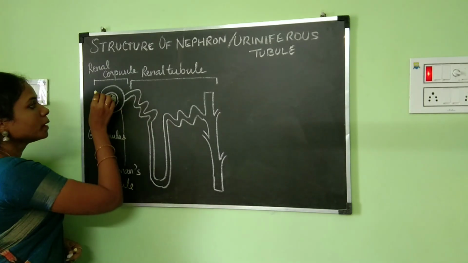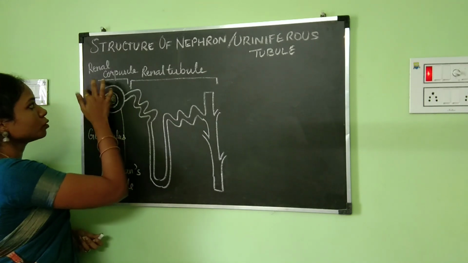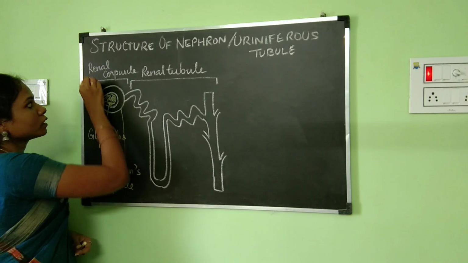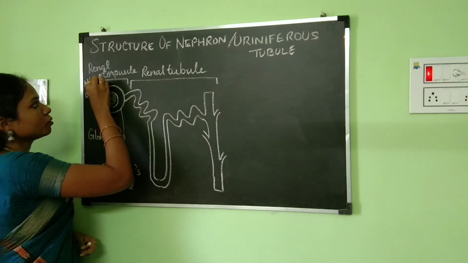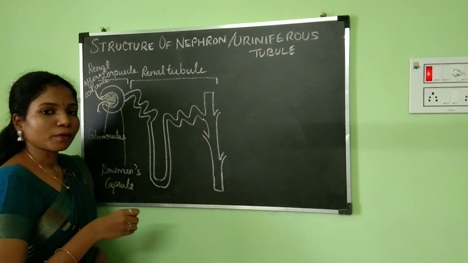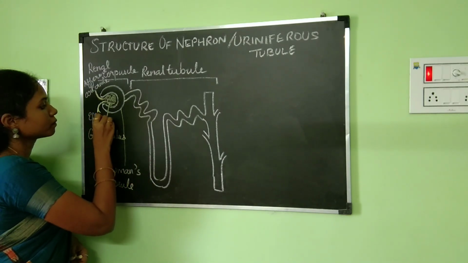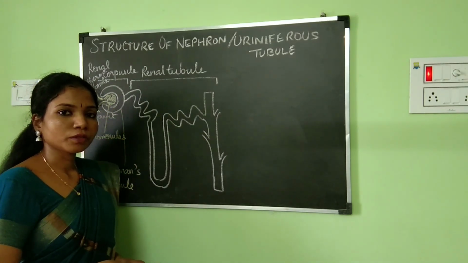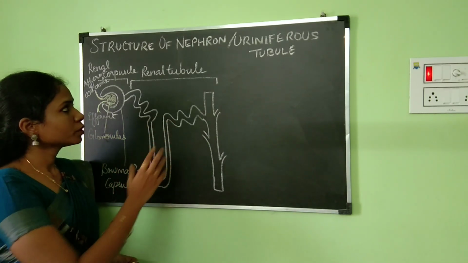Okay. Now the blood enters into the nephron through the afferent arteriole. This blood vessel which you are seeing here is called the afferent arteriole. And the blood leaves the nephron through the efferent arteriole. So the blood enters into the nephron through the afferent arteriole and it leaves the nephron through the efferent arteriole. Now let's move on to the renal tubule.